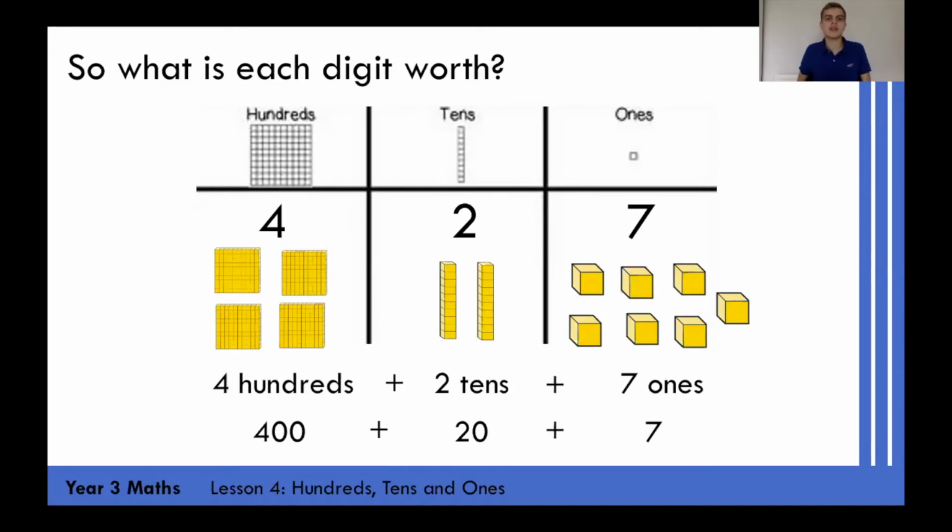So can you see how the number 427, I can write it as 427. I can make it out of hundreds, tens and ones. I can write it as 4 hundreds, add 2 tens, add 7 ones. But I can also work out the value of each of those digits. So 400, add 20, add 7. Let's have a go at another one.